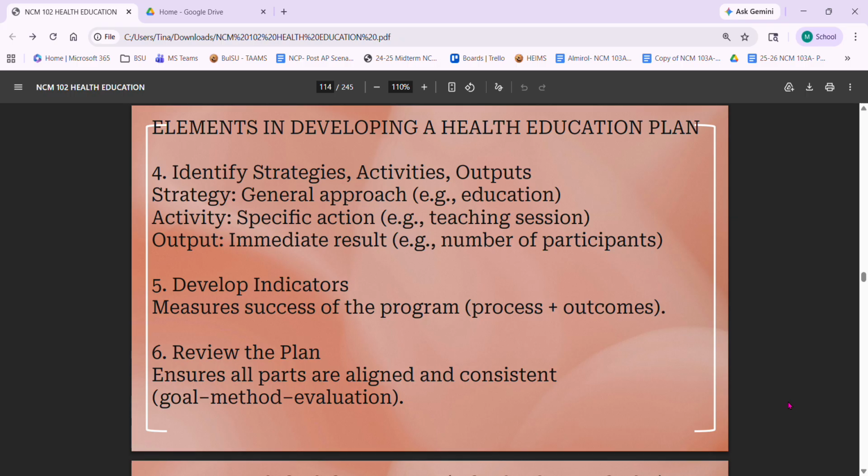Then, you review the plan. You ensure that all parts are aligned and consistent: yung goal, yung method, and your evaluation. Yung skill objective. So, ano bang gusto nyong mangyari? Mas demonstrate. Hindi siya lecture. So, that is your developing a healthcare plan. Those are your elements.